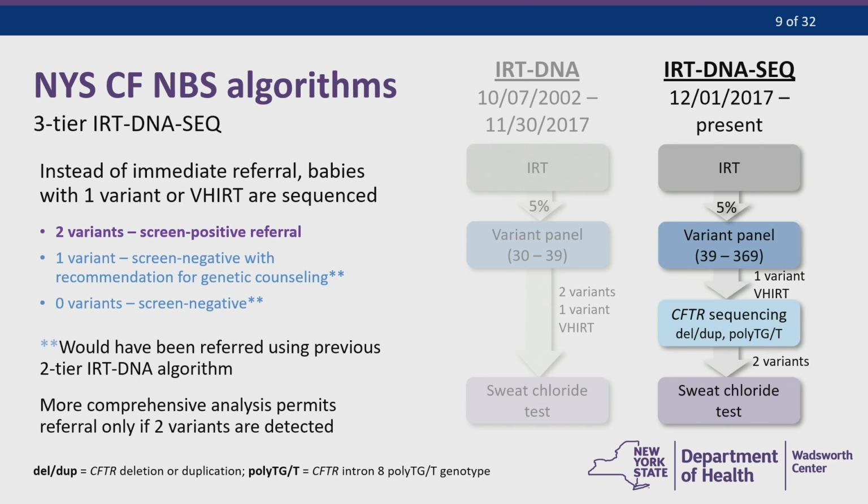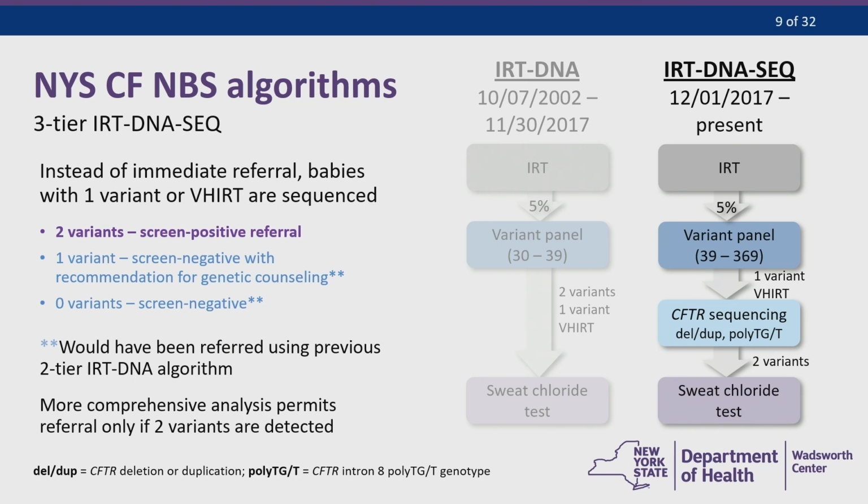If you look on the right, kind of in the middle, this is our old IRT DNA algorithm. And then on the right is our new algorithm. Basically, what we're doing is adding this third tier. We still use an IRT biochemical immunoassay, screen the top 5% for a variant panel, but instead of referring babies who have 1 variant or ultra-high IRT, we sequence them. We also screen for deletions and duplications across the gene, and we do screen for poly-TG and T genotypes for babies that make it to the third tier.